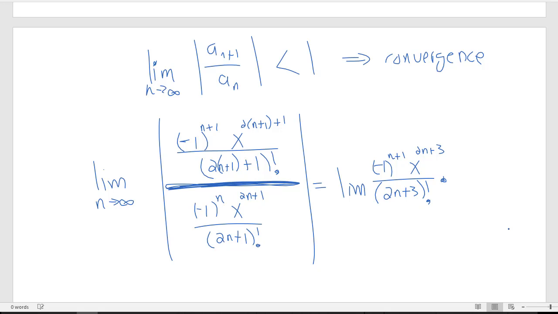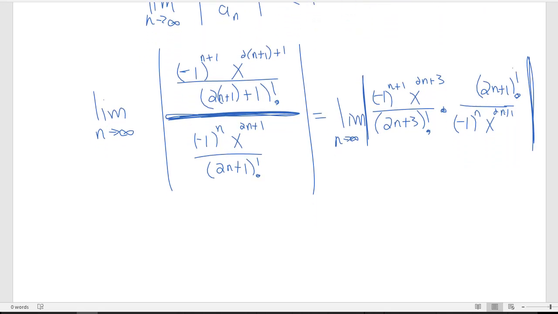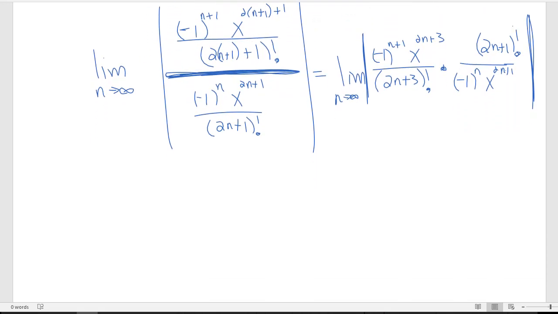And then I flip and multiply, so I have 2n plus 1 factorial over -1 to the n, x to the 2n plus 1. Technically, all of this is still in absolute values, and I have the limit as n goes to infinity. Remember, the really cool advantage of the ratio test here is it deals with factorials and exponential terms really nicely. So watch what's about to happen.